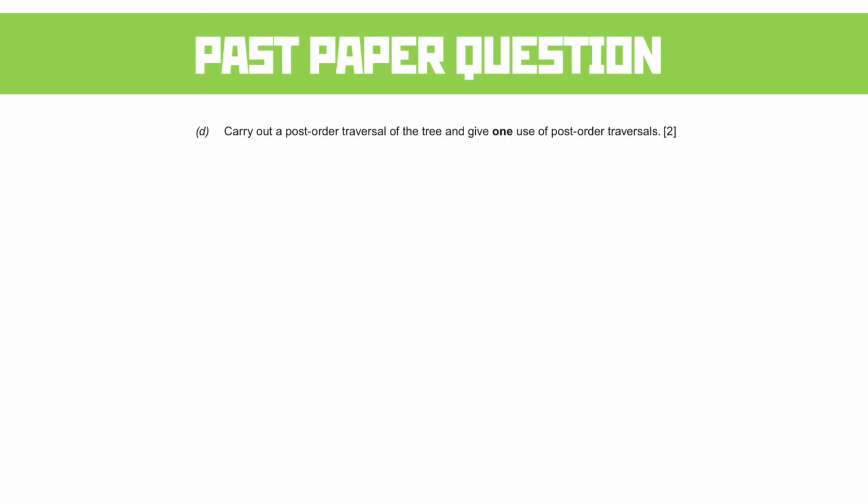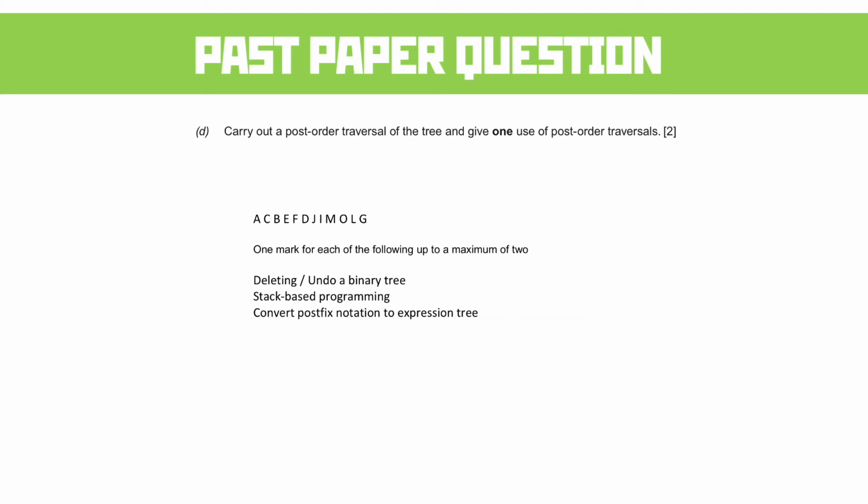This question's done all of them. Well, a post order is going to give us ACB, EFD, JIM, OLG. And the point of this one is to delete or undo a binary tree. We can get rid of elements much more easily by doing that kind of traversal. It's also good for stack-based programming in that we can take this data structure and store it as a stack or manipulate it in a stack method. And it allows us to convert postfix notation, what we saw before, to an expression tree, which is a different kind of notation, a different method of describing your tree.